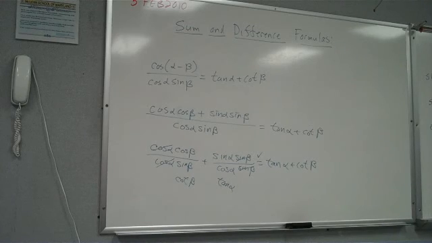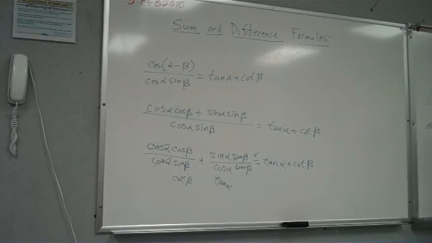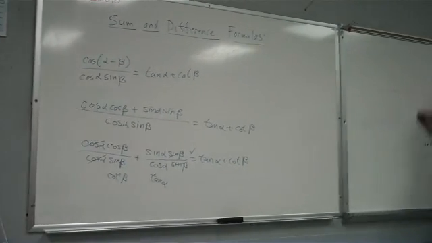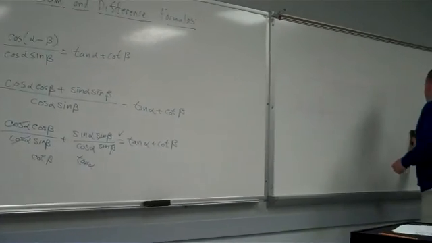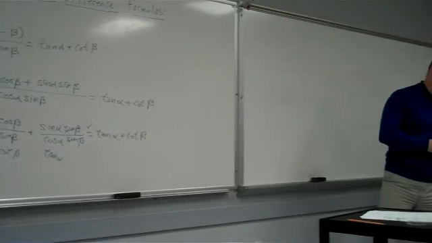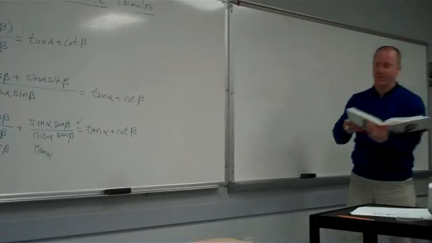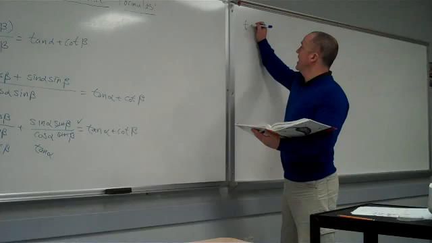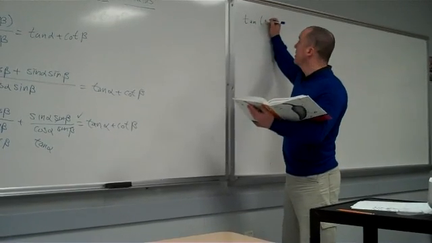Okay. Now, tangent. Two formulas, one for sum, one for difference. So I'm giving you a total of 6 formulas today. And they're the ugliest, but we do the least with them. The bad news is they're the worst.